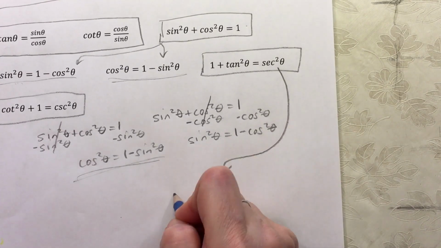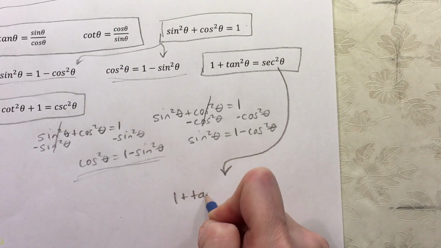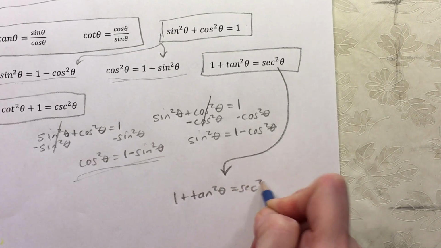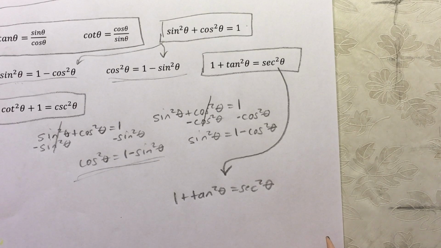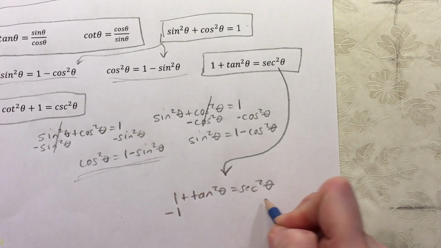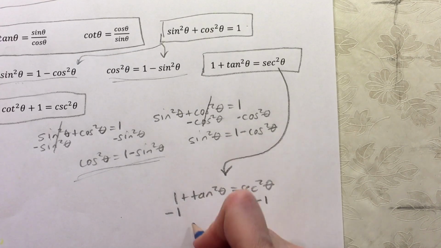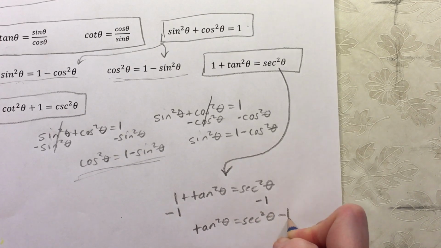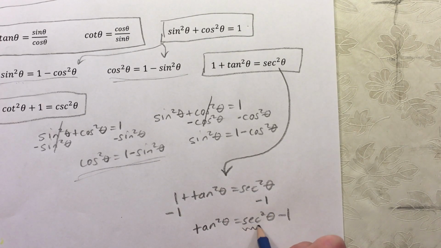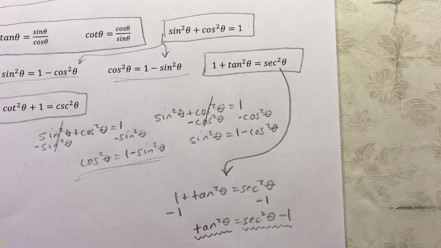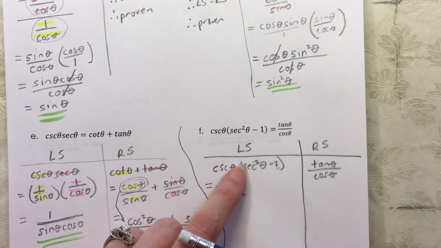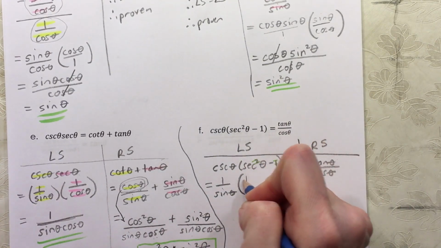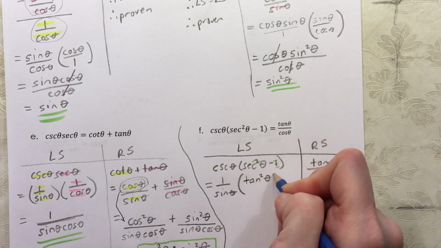So if we start with the identity that 1 plus tan squared theta equals sec squared theta, but we want to know what sec squared theta minus 1 is, we could subtract 1 from both sides, and we get that tan squared theta is sec squared theta minus 1, which means if I have sec squared theta minus 1, I could rewrite it as tan squared theta. So we're going to do that. So we just showed that if we had sec squared theta minus 1, we could rewrite it as tan squared theta.